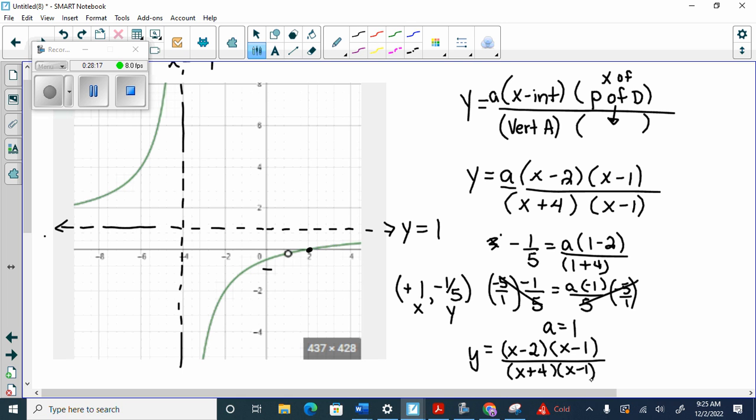If it's just a line, remember if it was just a line, it's going to be x squared over degree 2 over degree 1. This will still be your x-intercept, and your point of discontinuity will be here, but you just won't have the vertical asymptote. That's the only difference if it was the x squared over x.